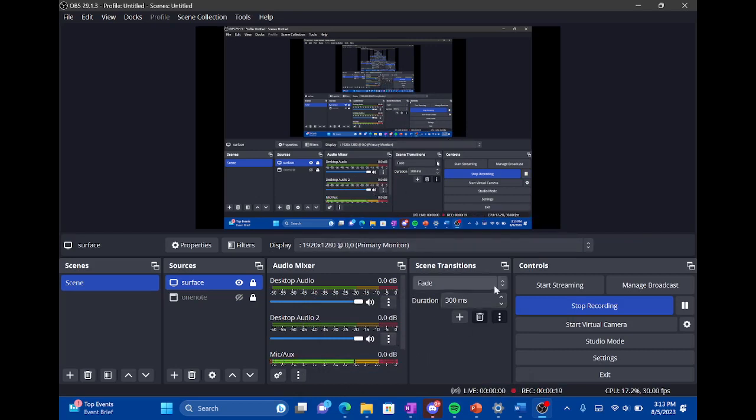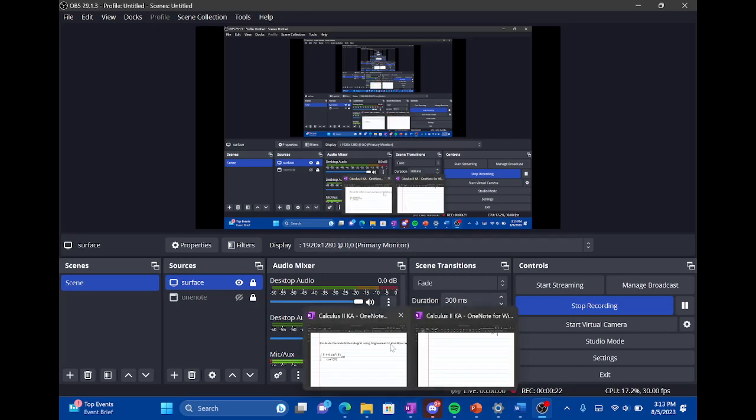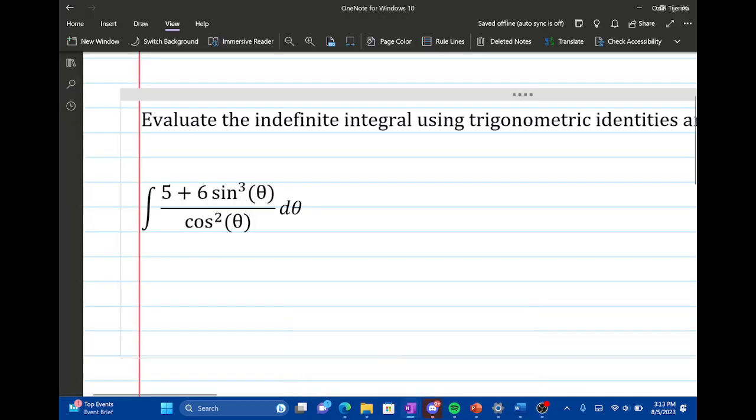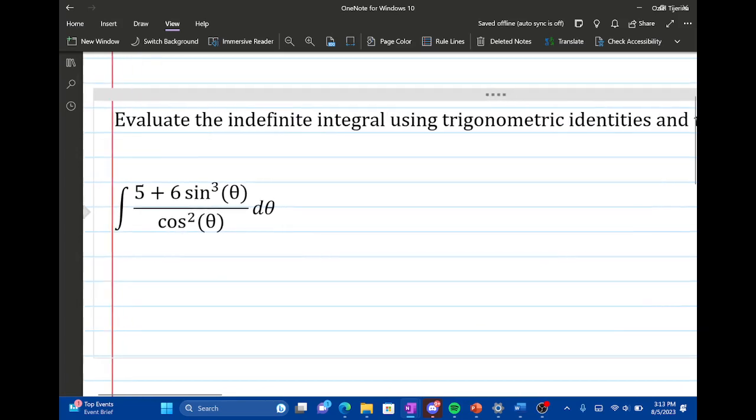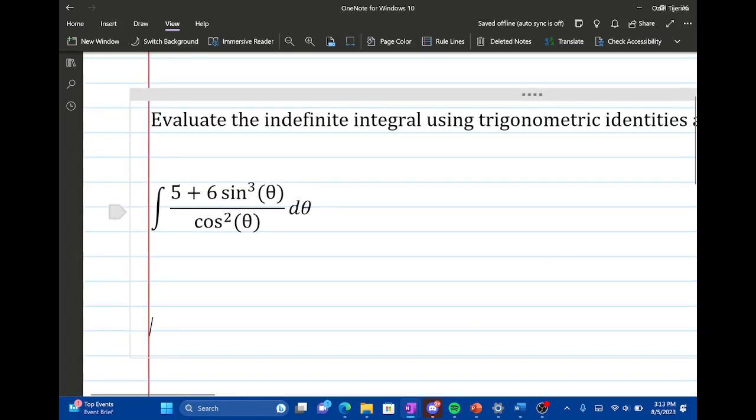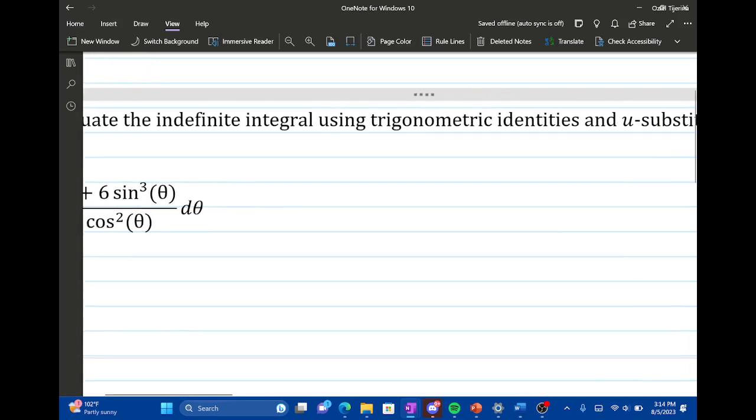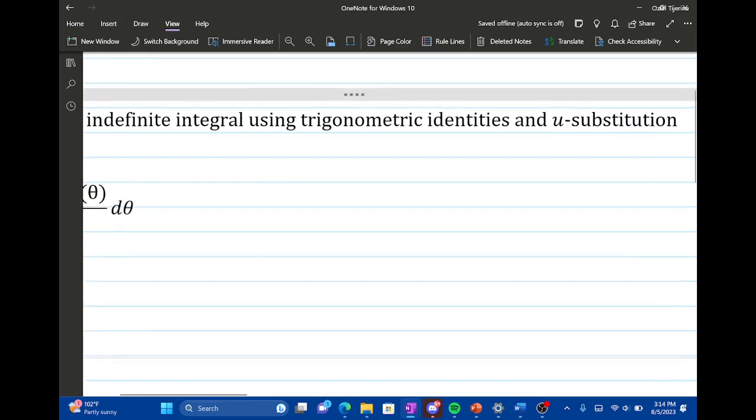We're going to go ahead and do the following problem. This video is about Cal 2, if you're in Cal 2 and you're doing trigonometric integrals, and finding the indefinite integral using trig identities. It says evaluate the indefinite integral using trig identities and u-substitution.